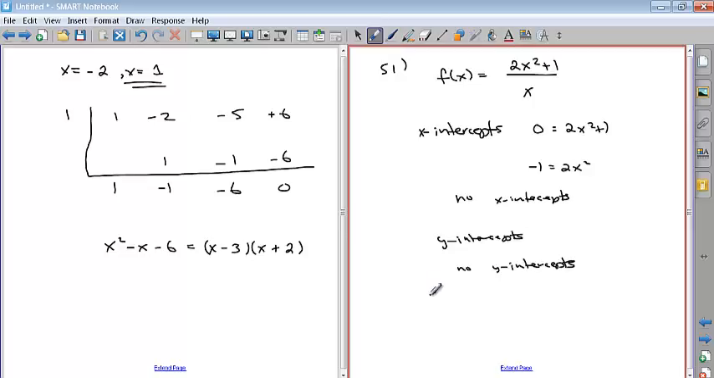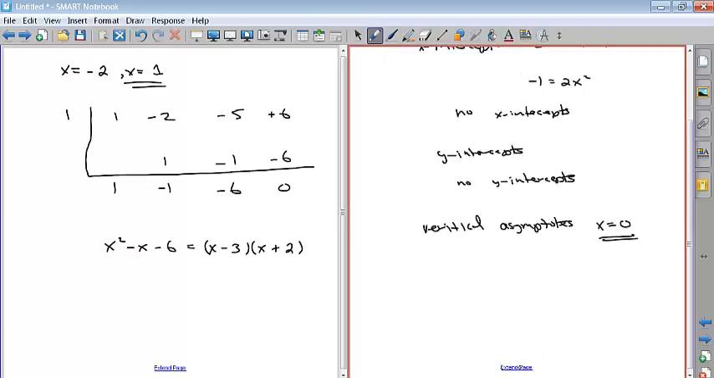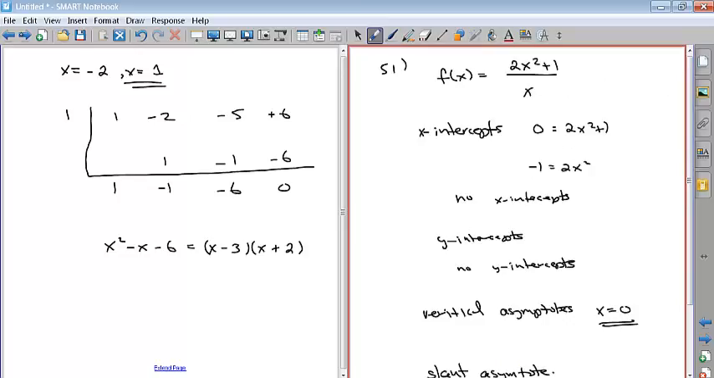Then you have vertical asymptotes. That is when the denominator goes to 0. So when does x equal 0? Well, it's when x equals 0. So the vertical asymptote is the line x equals 0. And the next part is the slant asymptote, because you don't have a horizontal asymptote, because the numerator order is greater than the denominator.